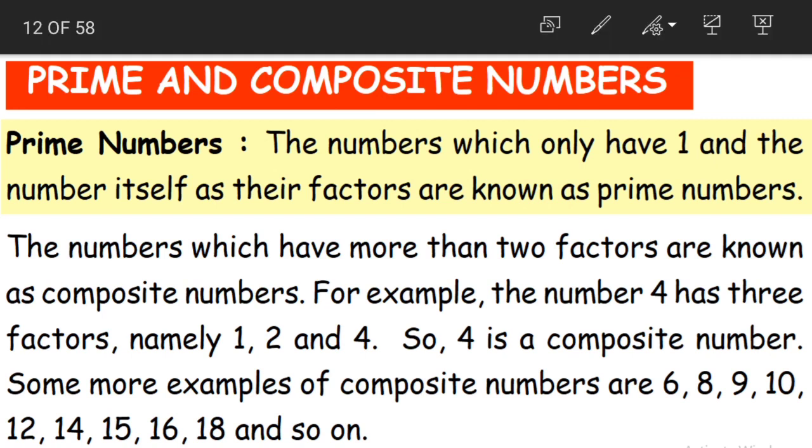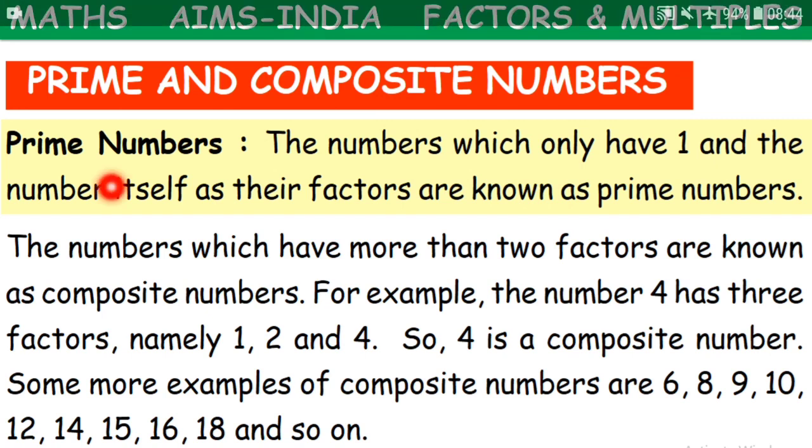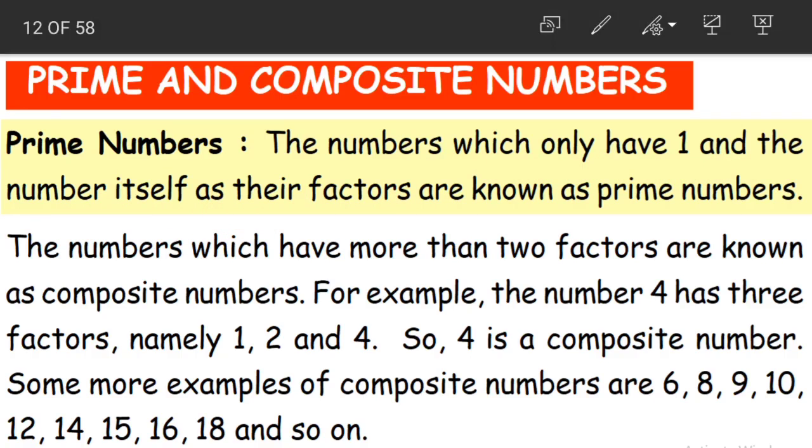Yes children, what are prime numbers? Prime numbers are those which have 1 and the number itself as their factors. How many factors does a prime number have? A prime number has two factors, that is 1 and the number itself.